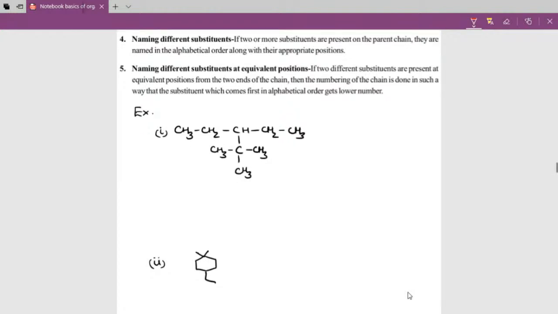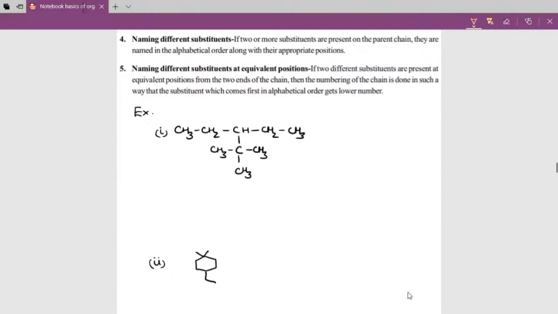Naming different substituents. If two or more substituents are present on the parent chain, they are named in alphabetical order along with the appropriate positions. Positions we have discussed in the locant rule. Alphabetical order I have discussed slightly. Like B will come ahead of M, so butyl will be written before ethyl, and so on. You just have to follow the dictionary order and nothing else.